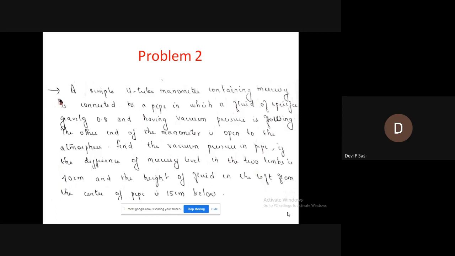Okay, so it is possessing vacuum pressure. The previous one was a gauge pressure. So having vacuum pressure is flowing. The other end of the manometer is open to the atmosphere. Find the vacuum pressure in the pipe if the difference of mercury level in the two limbs is 40 centimeter and the height of liquid in the left from the center of the pipe is 15 centimeter below.